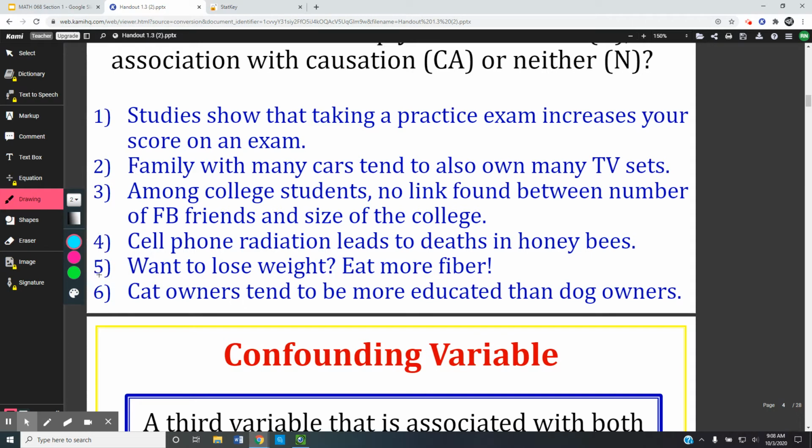So in the first one, I probably should go with something besides blue since we already have it. We have a practice exam. Okay, a practice exam is going to occur before an actual examination. So when we look at the practice examination, we are definitely going to call that our explanatory.